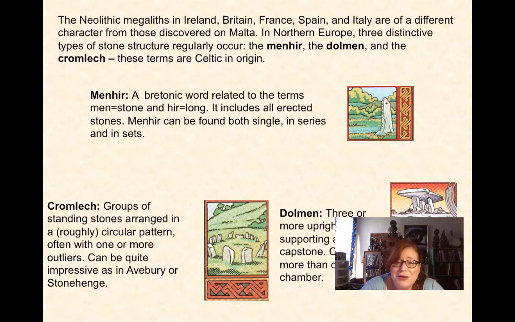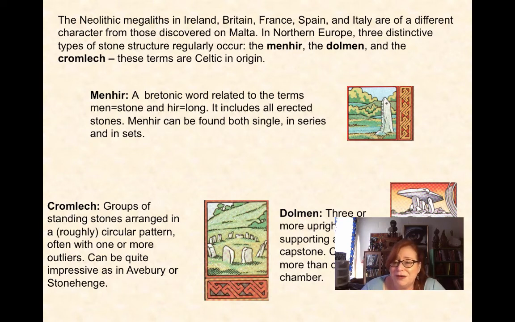And these terms are Celtic in origin. A menhir comes from a Brittonic word, going back to the Celts, that relates to the terms men, meaning stone, and hir, meaning long. It includes all erected stones, so upright stones, and they can be found singly, in series, and in sets. A cromlech is a group of standing stones, or menhirs, arranged in a roughly circular pattern, like you see here, often with one or more outliers, and they can be very impressive. The biggest cromlech in the world is at Stonehenge, or they can be very simple, as the drawing there shows, a circle of upright stones.